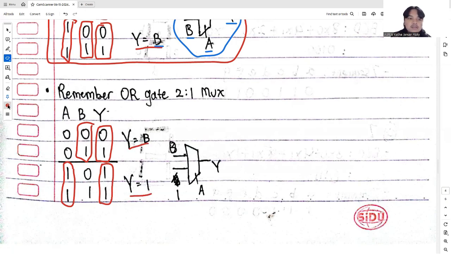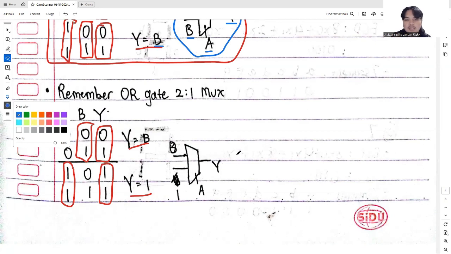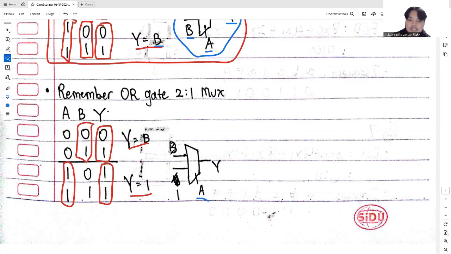About the circuit, approximately it looks like this. I'm using A as my selector. This is B as my input, 1 also as my input, and Y as my output.